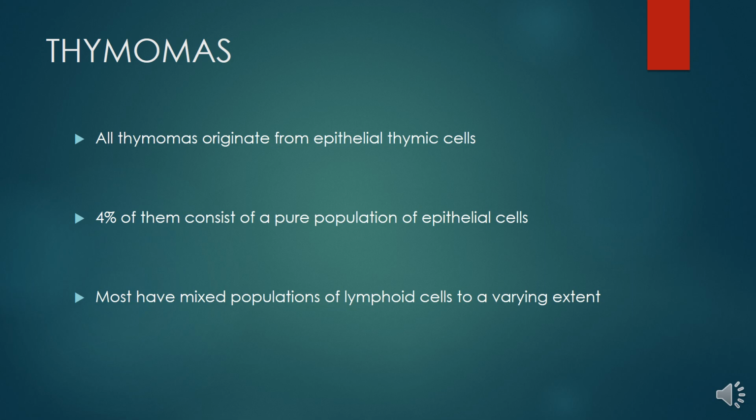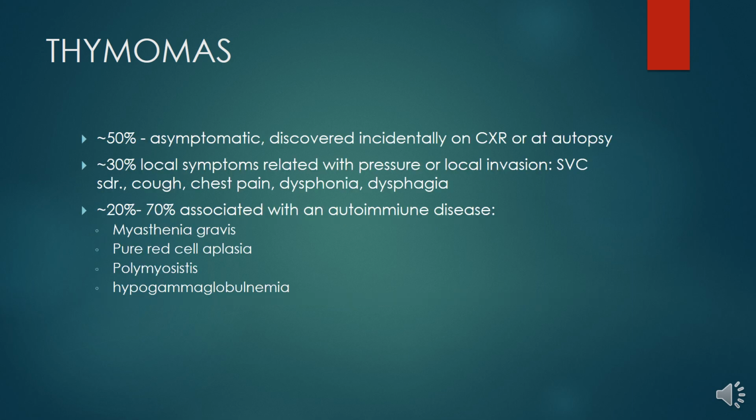Thymomas originate from epithelial thymic cells. 4% of them consist of a pure population of the epithelial cells. Most have a mixed population of lymphoid cells to a varying extent. 50% are asymptomatic and discovered incidentally on chest X-ray or at autopsy, and 30% have local symptoms related to the pressure or the local invasion of the SVC, cough, chest pain, dysphonia, and dysphagia. 20 to 70% are associated with autoimmune disease: myasthenia gravis, pure red cell aplasia, polymyositis, and hypogammaglobulinemia.